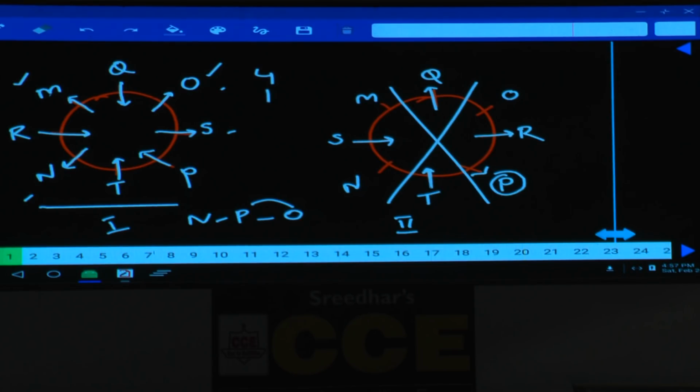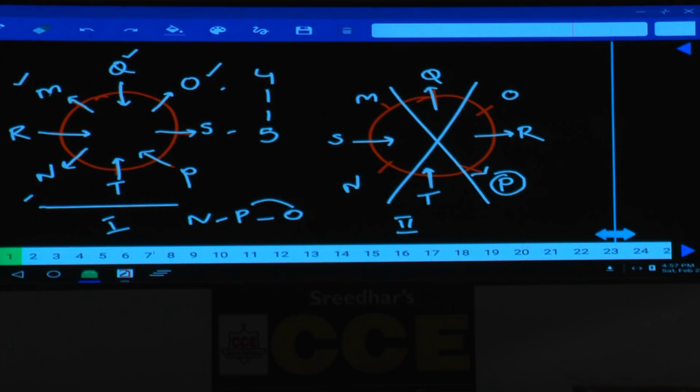Then question number 98. Which of the following is true regarding M as per the given seating arrangement? M faces outside. True or false? Definitely true, that is choice 1. Then question number 99. Who sits second to the left of S? S is facing away from the center, so Q sits second to the left of S, that is choice 5.